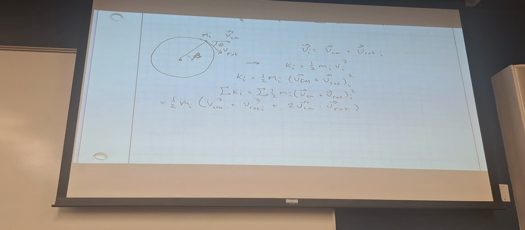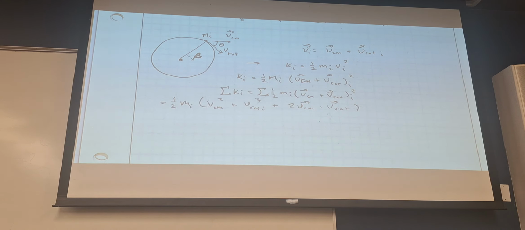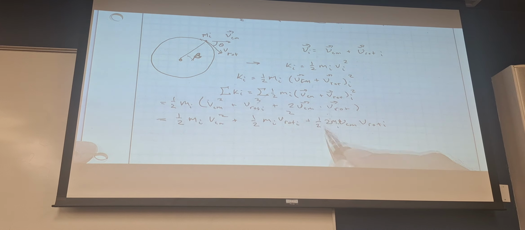So if I ask you to expand this out, and then I ask you which do you put in here? Do you put beta or theta, right? You should kind of know which one. I drew it kind of explicit here. So this becomes 1/2 m_i V_CM squared plus 1/2 m_i V_rot,i squared plus 2 V_CM V_rot,i m_i times 1/2 cosine of theta.